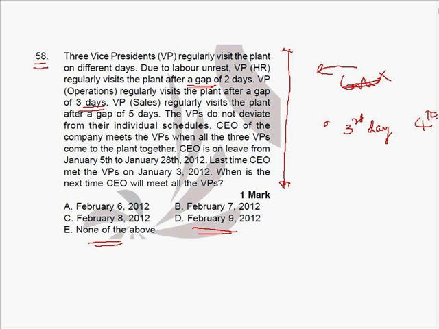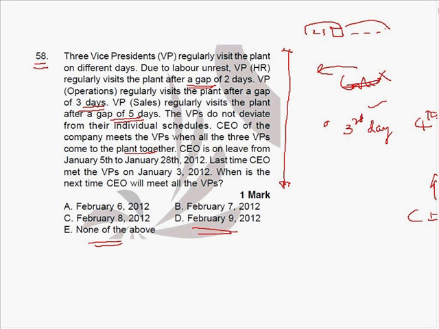So basically, you must understand, a gap of 3 days: day 1, 2, 3, and then he visits. Another 3, then he visits. So every fourth day he is visiting. And the third guy visits at a gap of 5 days, that is every 6th day. The VPs do not deviate from their individual schedules. They stick to these schedules. The CEO of the company meets the VPs when all 3 VPs come together. The CEO will visit them when all the 3 VPs come to the plant together.